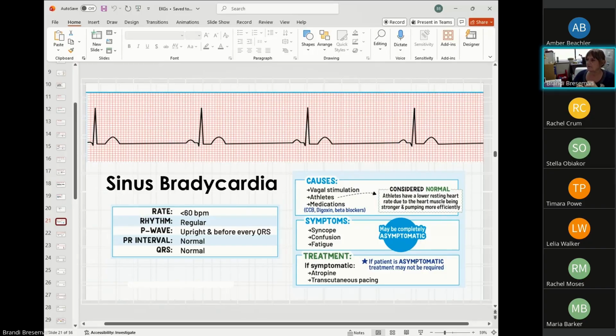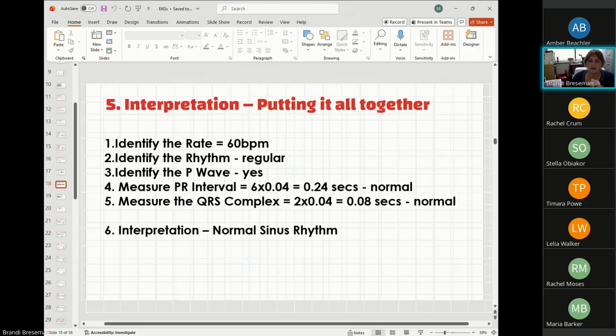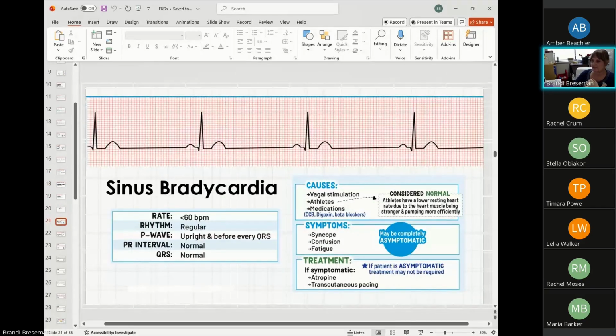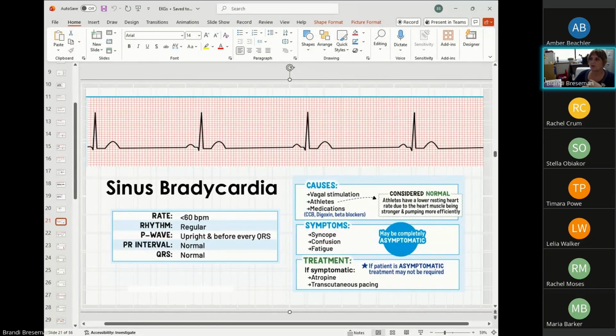These are people that, oops, sorry. God bless it, Brandy. Are like run miles every day. So these are people who are true athletes, who are very, very well conditioned.